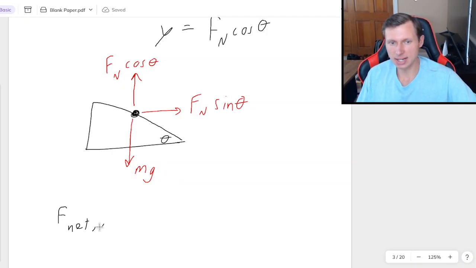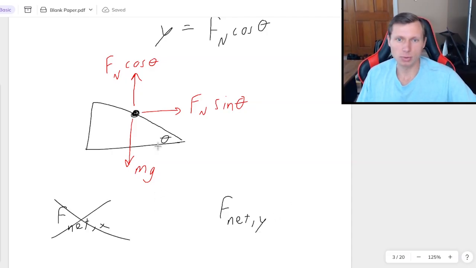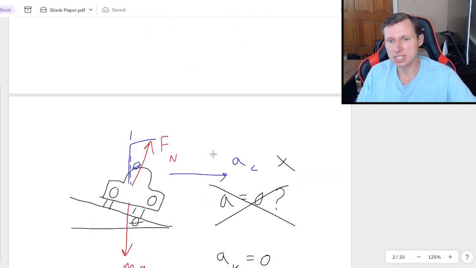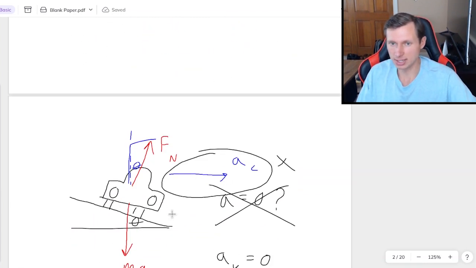Normally we do F net x and F net y, but in this case there's no F net x. That's because one of the rules for centripetal motion is that wherever you're moving in a circle, in this case the x direction, and the reason why is, if I go back up here, remember we said centripetal points to the right. In other words, x is gone and has been replaced by a_c.